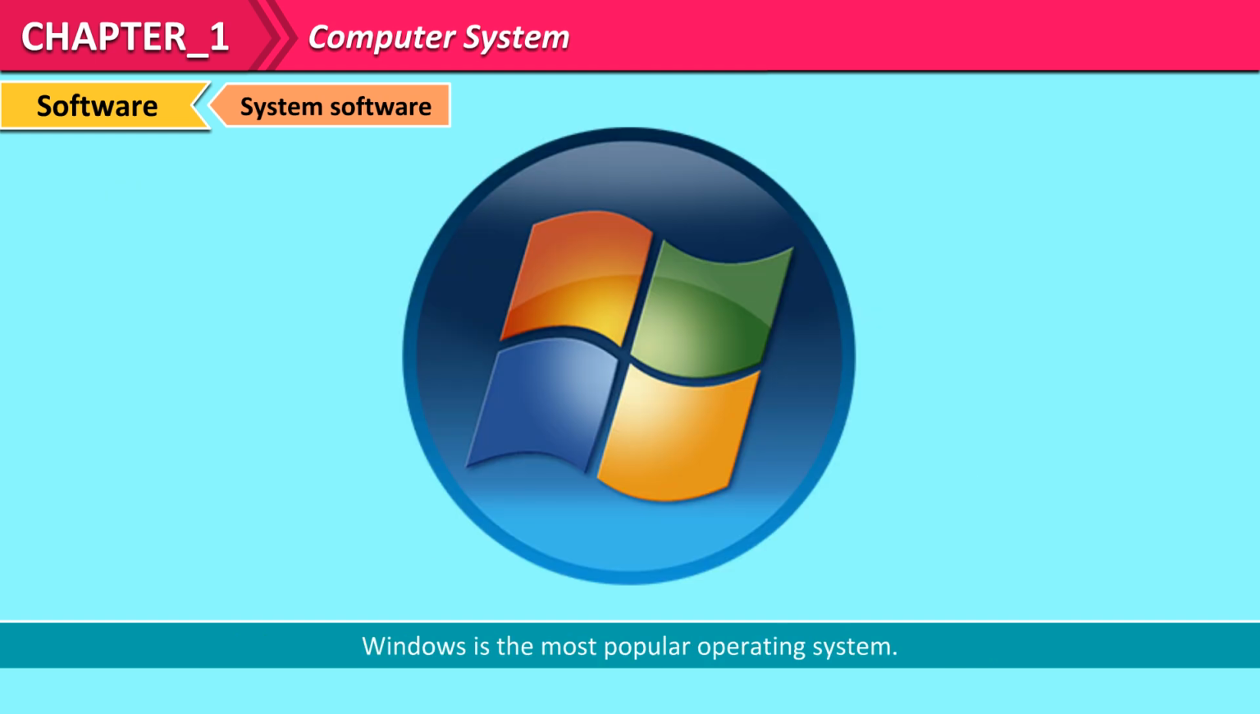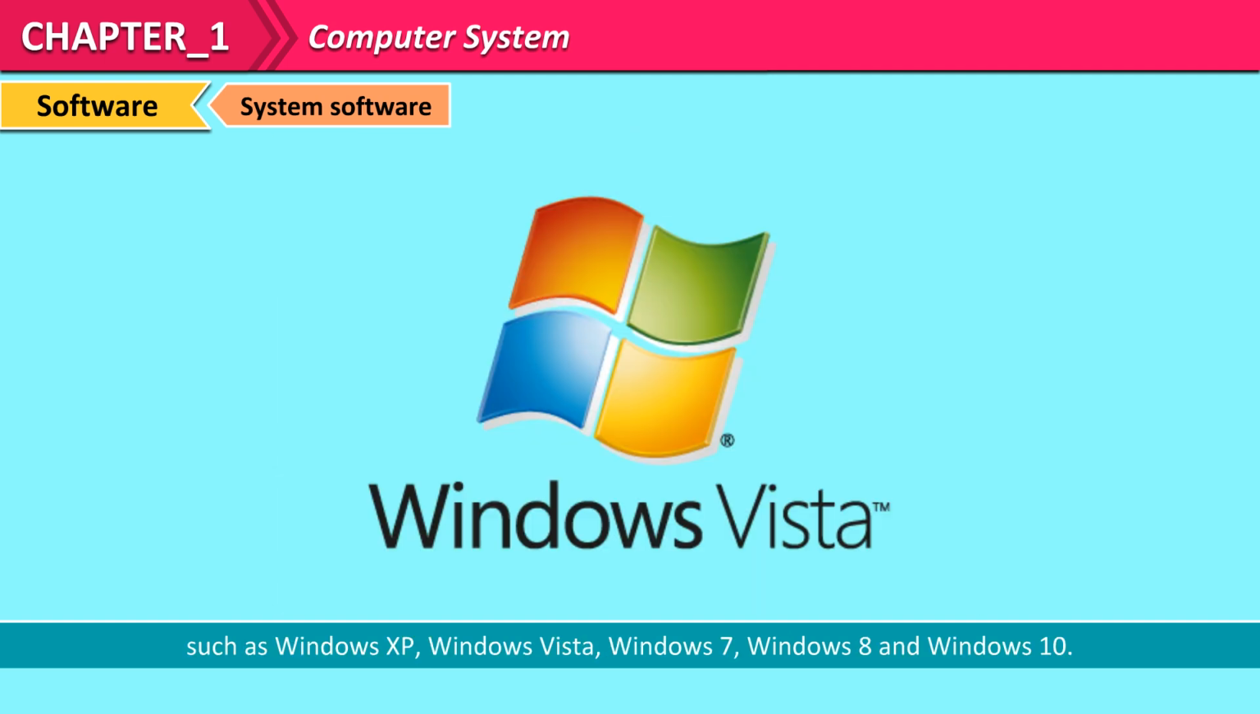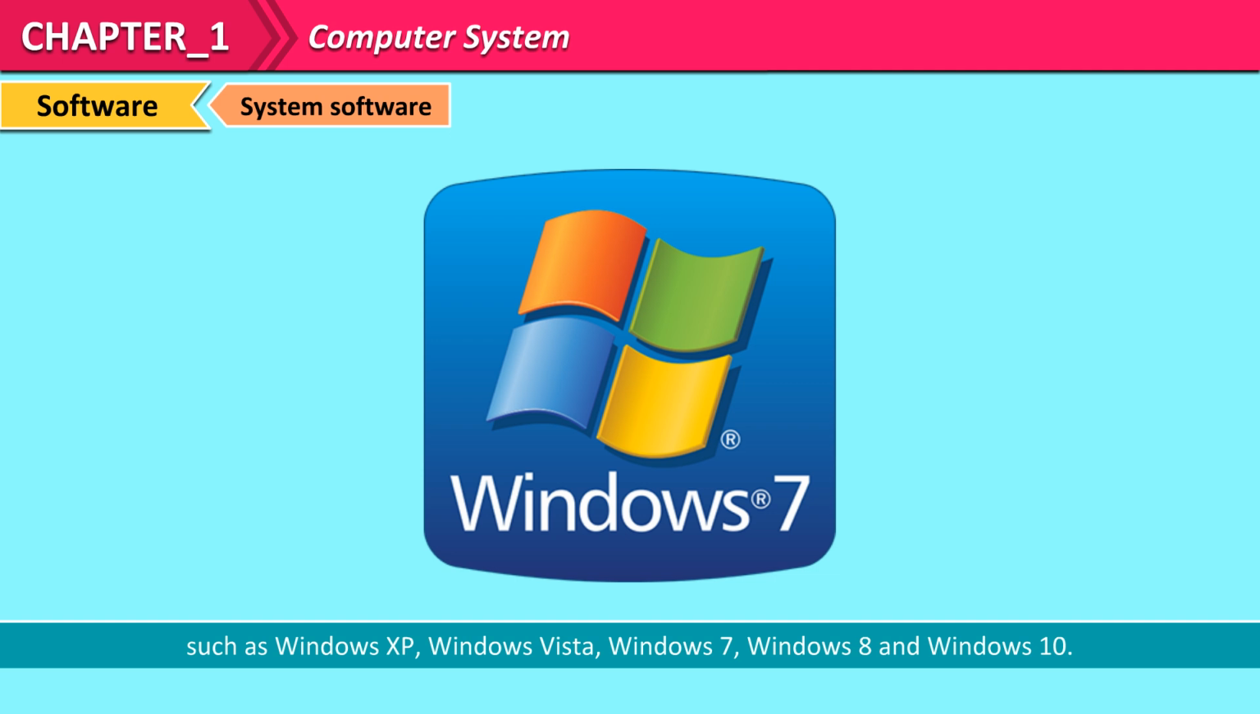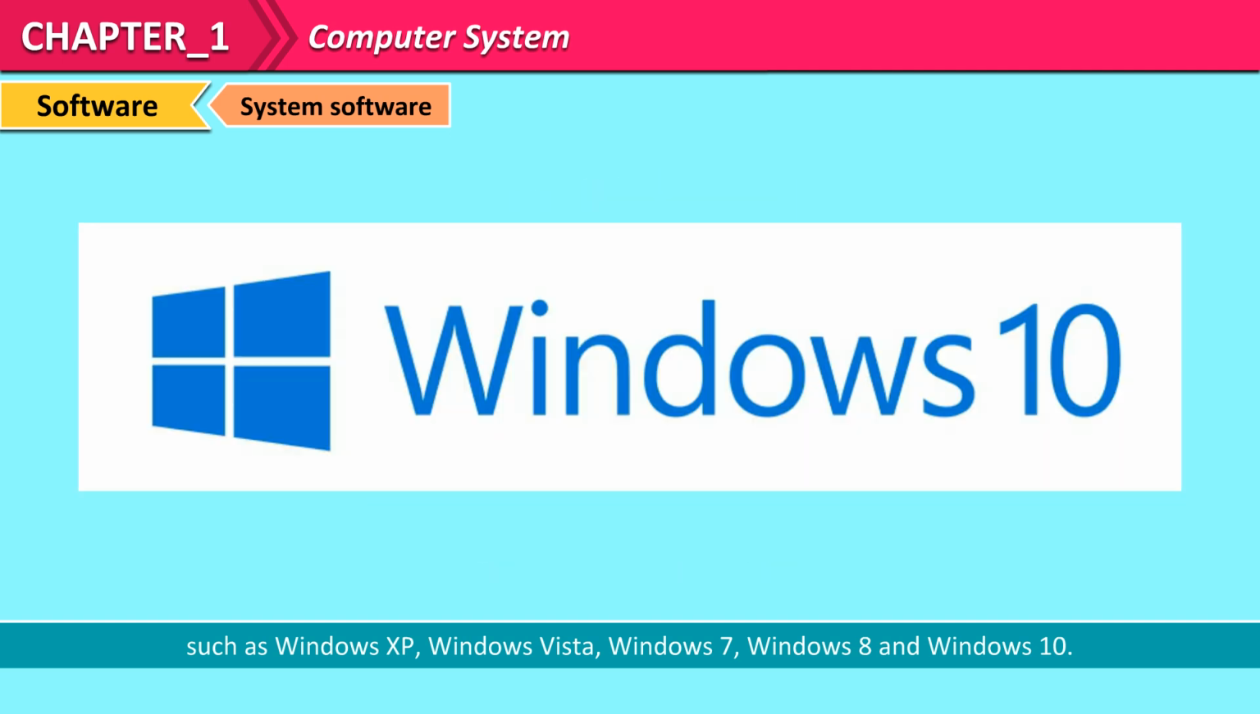Windows is the most popular operating system. There are many versions of Windows such as Windows XP, Windows Vista, Windows 7, Windows 8, and Windows 10. The interface that we get on computer screen after installing the operating system is called desktop.